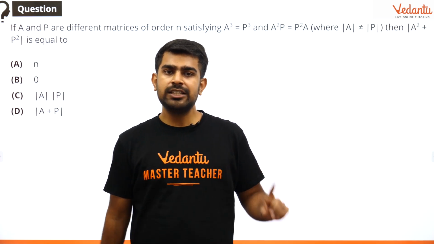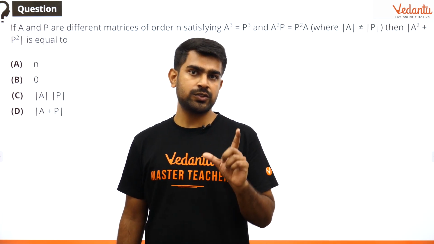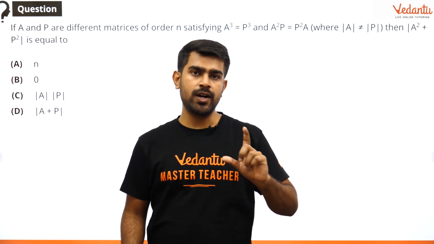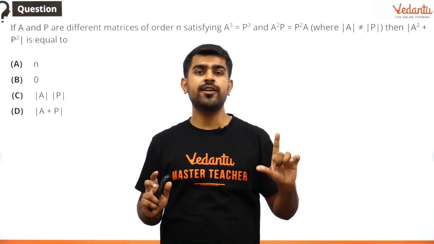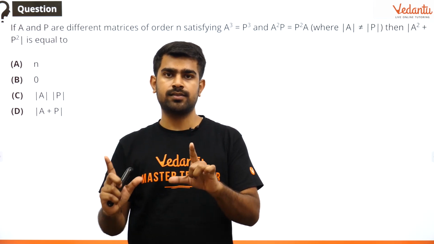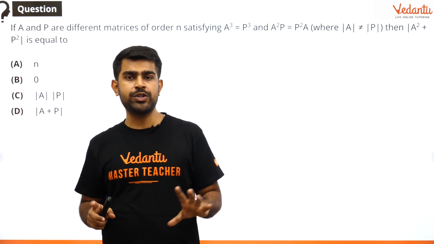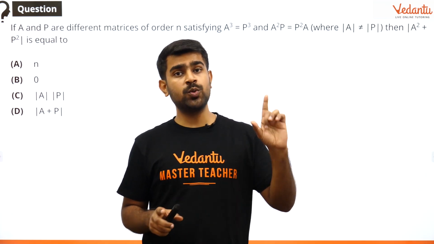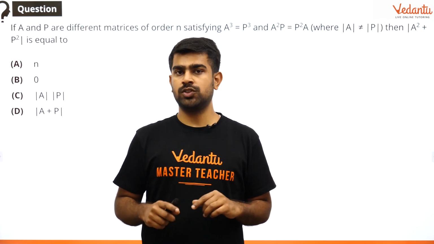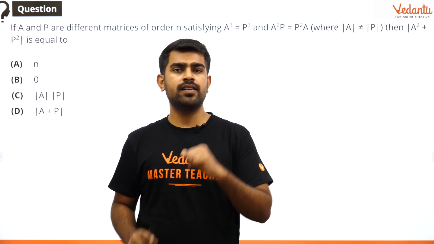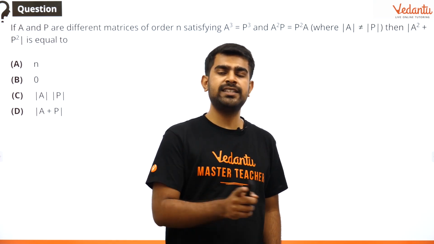You guys can try it out. If A and B are different matrices, each and every word is important guys, so pay attention to it. Different matrices means A and B are not going to be equal, of order n. That means they are going to be of the same order. That is also important. And what do we have? We have A cube is equal to B cube. Then we have A square B is equal to B square A, where det of A is not equal to det of B. Then they are asking you what is the value of determinant of A square plus B square.